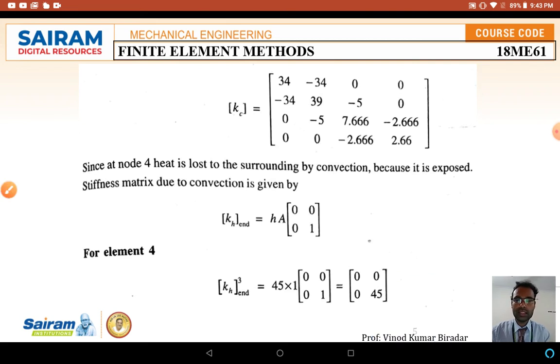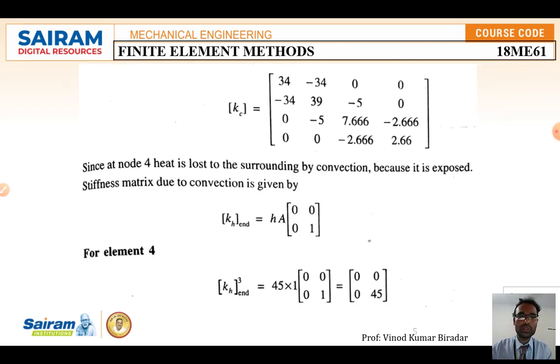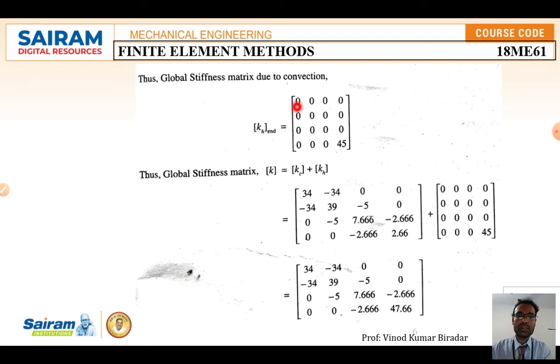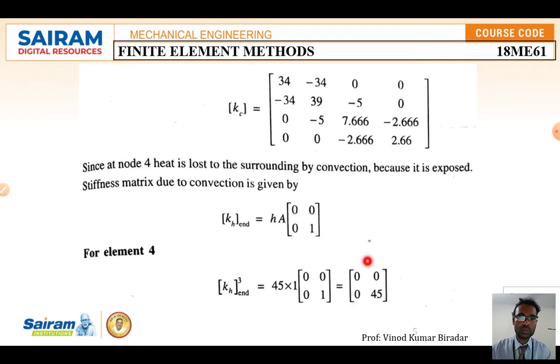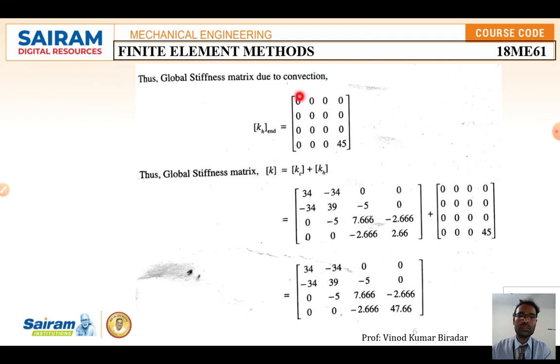So after calculating the heat due to conduction, this is the global stiffness matrix due to convection. But we have a 4 into 4 matrix, so the remaining entries are 0. So for the global stiffness matrix, you write the 4 into 4 matrix which is equal to this. The remaining values are not given, so let us take them as 0 0 0.